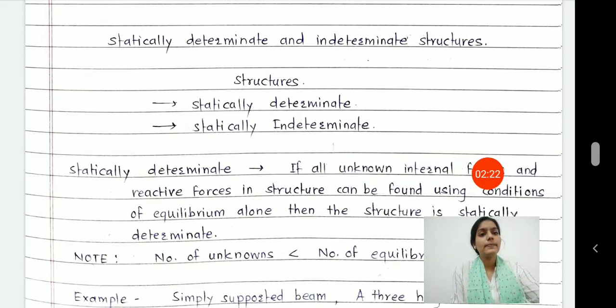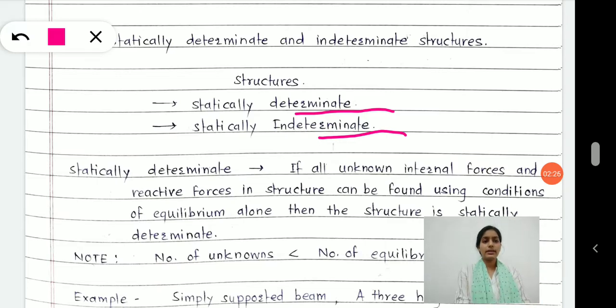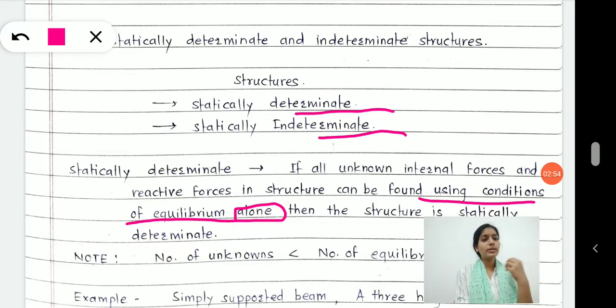On the screen you can see the statically determinate structure and the statically indeterminate structure. What does it mean? A statically determinate structure is one in which the unknown internal forces and reactive forces can be found using conditions of equilibrium alone. The word alone carries a very powerful meaning here, because you can form many equations to solve a system, but if you have 3 equilibrium equations and, using only those 3, you are able to find all the unknowns, which may be internal forces or reactive forces, then your structure is statically determinate.